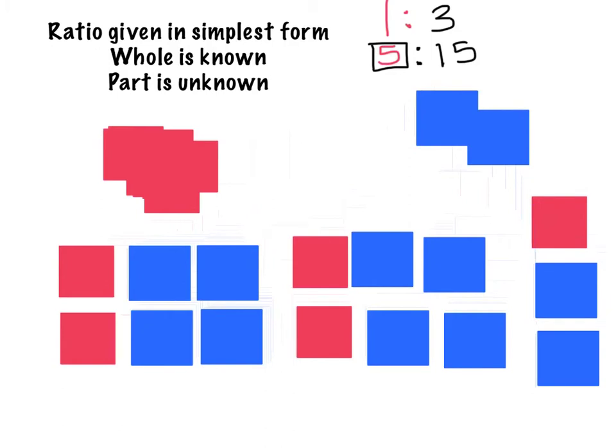And you'll notice here that these 2 ratios are equal, and they have to be. They're equivalent ratios. 1 to 3 is equal to 5 to 15.